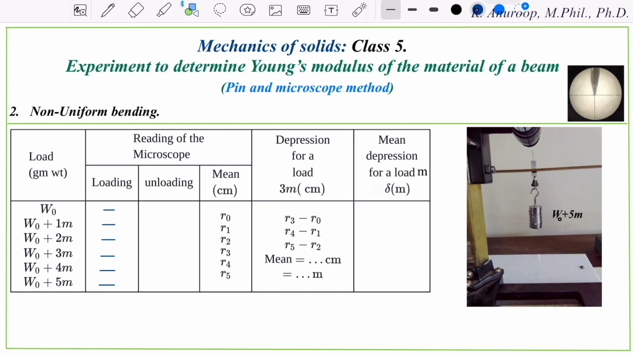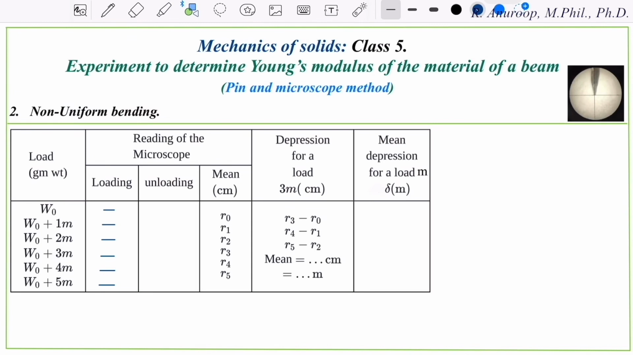After that, let us unload the weight. Initially, write the same reading corresponding to W0 plus 5M in the unloading column. First reading is W0 plus 5M. Now weights are removed in steps, the readings are again noted, and recorded in the tabular column corresponding to unloading.